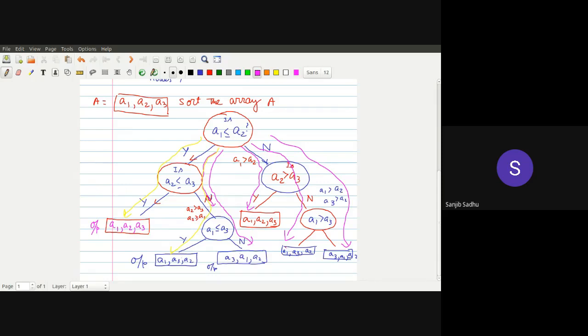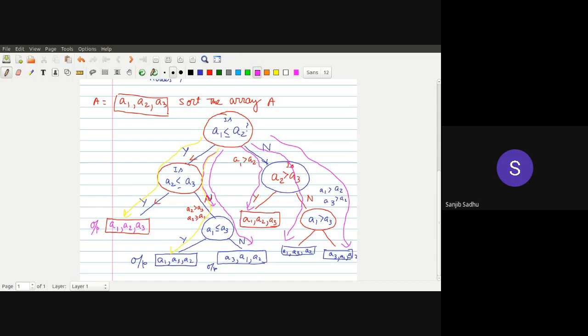Fine. Now, how many outputs are there in this case? How many total? How many possible? Six. So if three elements are there, it is six. If n elements are there, factorial n, because we know that there can be factorial n permutations of the numbers. So if we sort the numbers, then after sorting, the output will be one of the permutations of all the numbers.